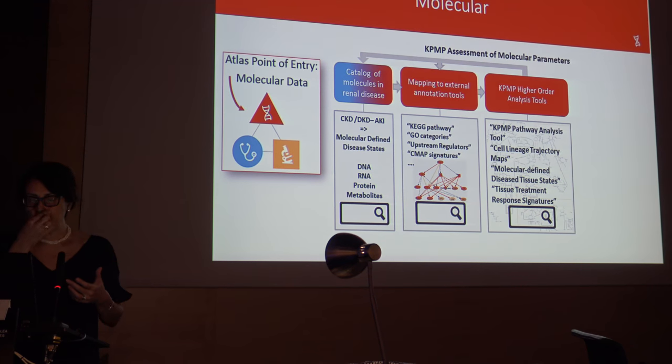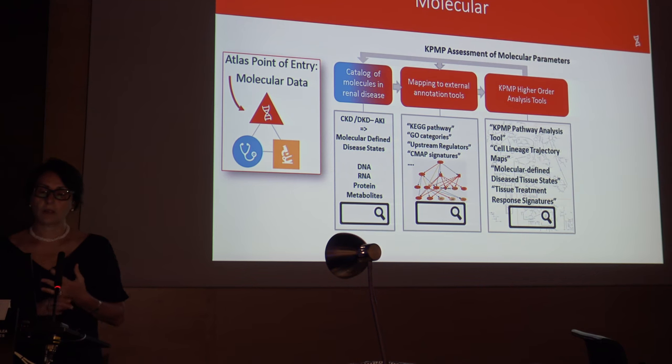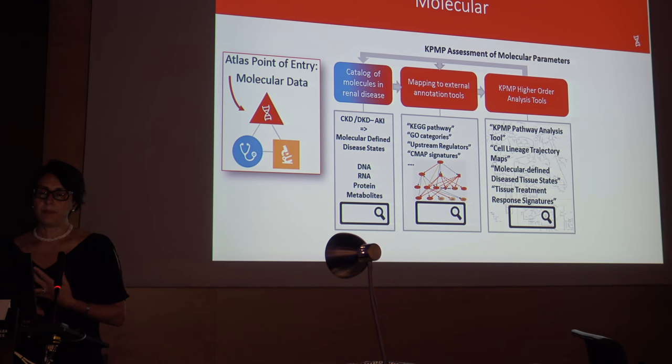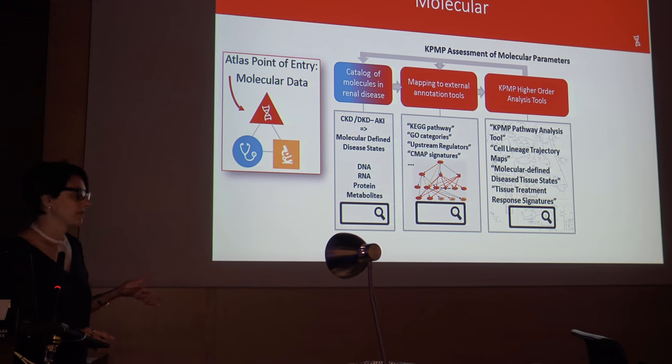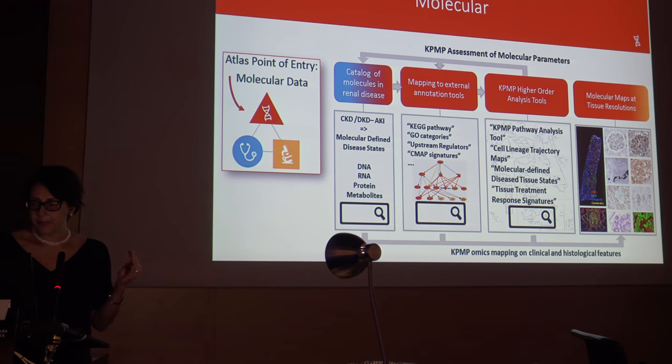Last, you can enter the atlas from the omics side. And so you can use a catalog of molecules that are present in renal diseases to query the atlas. You can map them on external annotation tools and look at pathways. Or you can use a higher order of analysis tools, for example, a tissue treatment response signature. And again, you can then map the omic signature on the clinical and histologic features.